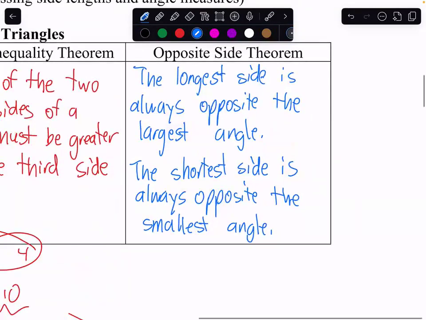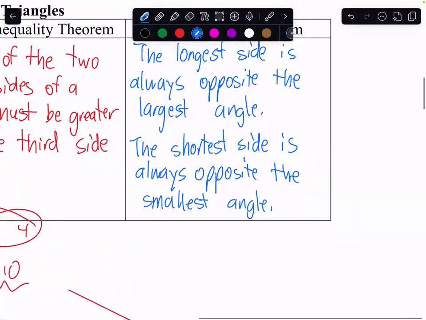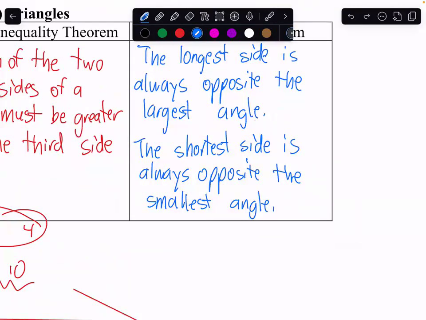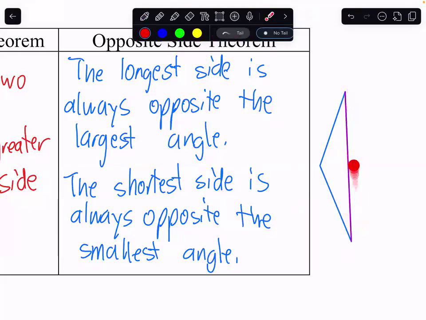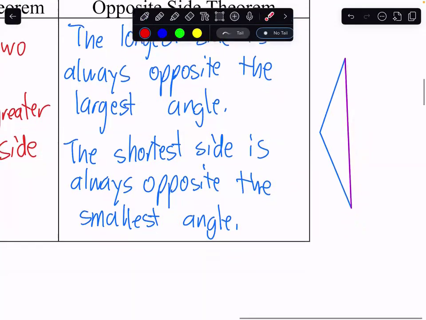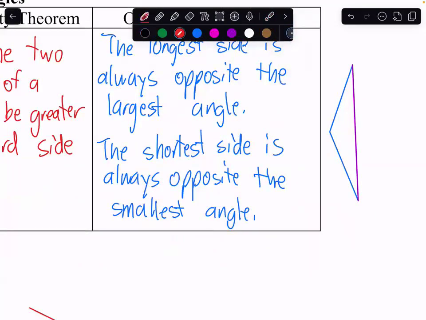Let's think about the reason this is true. Let's say that you had a very large angle. That means the sides of the angle are far apart. Now when you form a triangle, because the two sides split up so much, in order for those sides to connect, the opposite side has to be very long. Now the opposite: if you have a very small angle, meaning that the sides are close together, because the sides stay close together, the opposite side will not be that long.